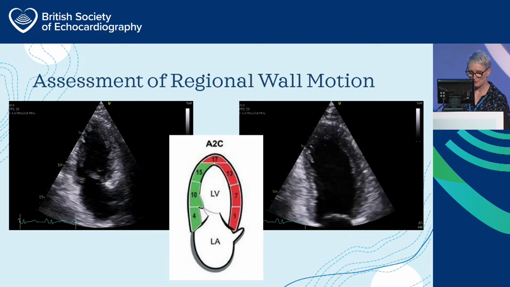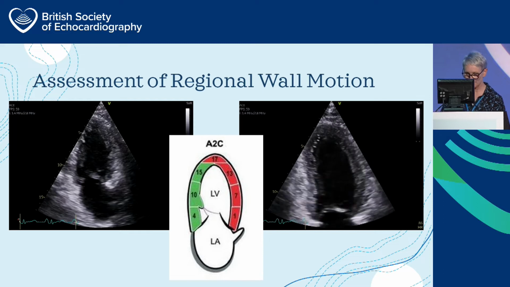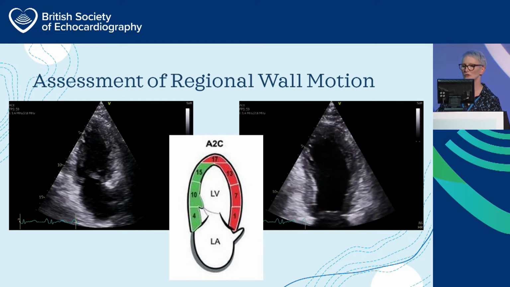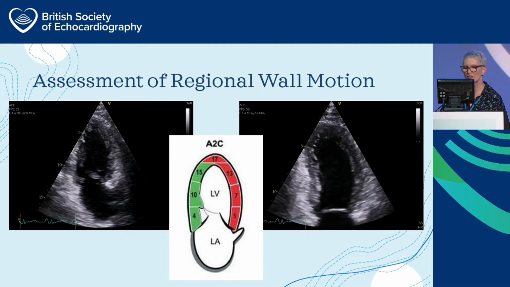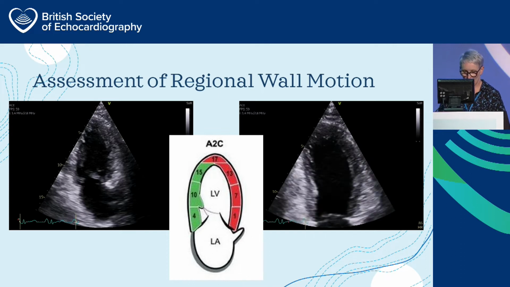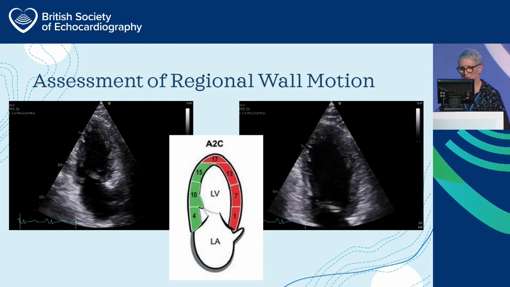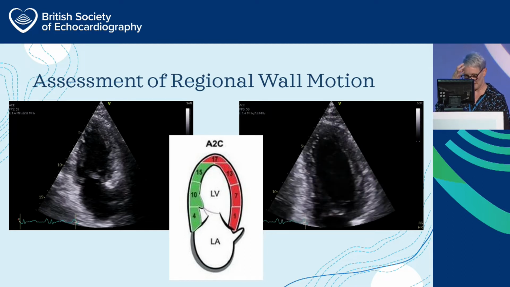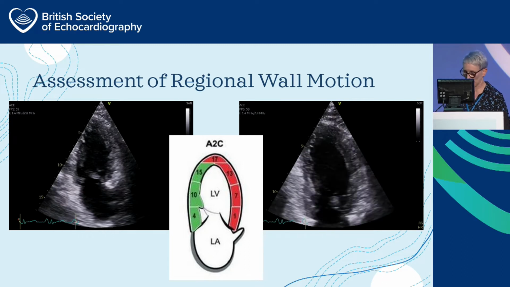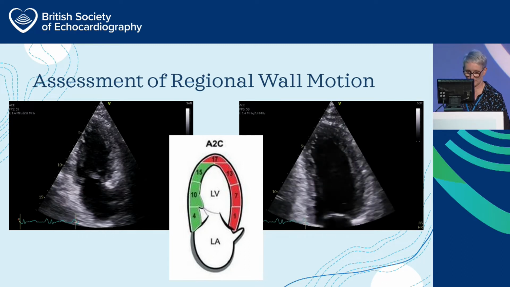In the apical two-chamber view, I think the mid to apical inferior and mid to apical anterior walls, hopefully you will agree, look akinetic. Basal inferior is probably normal, and basal anterior maybe a little bit hypokinetic. So again, we're thinking about the LAD territory and also a bit of RCA territory as well.